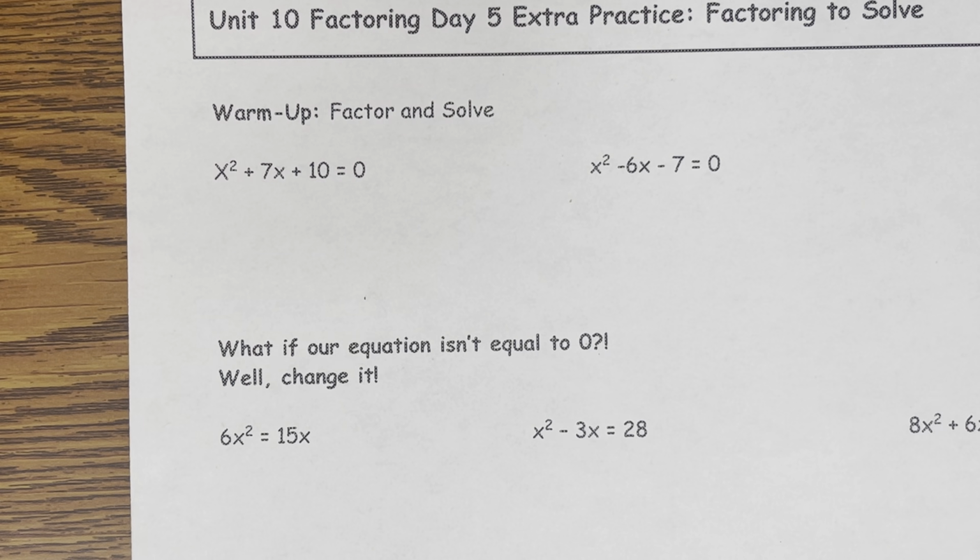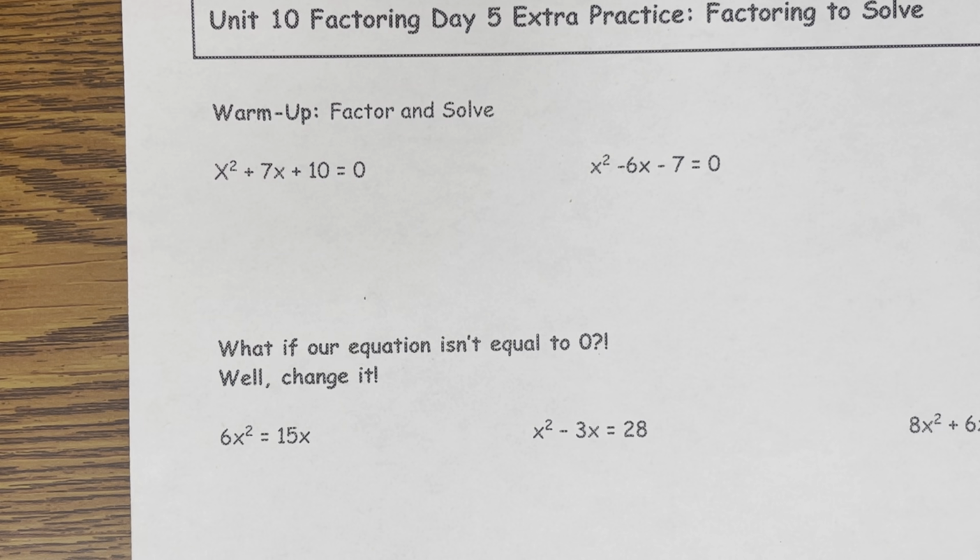We got them. Similarly, this one's already equal to 0. Factors of -7 that add up to -6 are going to be -7 and +1. So I'd have x minus 7 times x plus 1 equals 0. Our solutions, x equals +7 and x equals -1. Now, if it's not already equal to 0, we need to make the equation equal 0 before we solve.